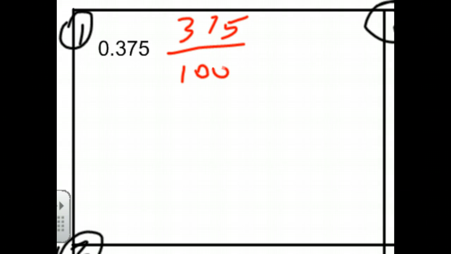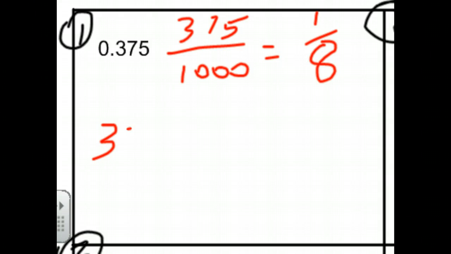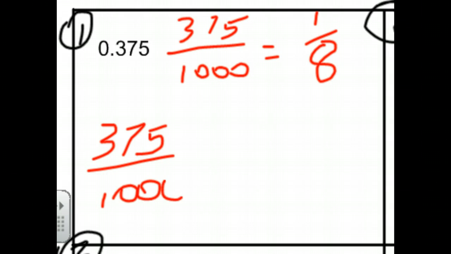Now, if we were to simplify this fraction, and if you're not familiar or shaky on simplifying fractions, go ahead and refer back to the lesson on simplifying fractions. This simplifies to 1/8. Alternatively, we could recognize that the 3, the 7, and 5 are in 3 different place values for the decimal. The 3 is in the tenths, the 7 in the hundredths, and the 5 in the thousandths. Because the 5, the smallest place value, is in the thousandths, we write it as 375 over 1,000.